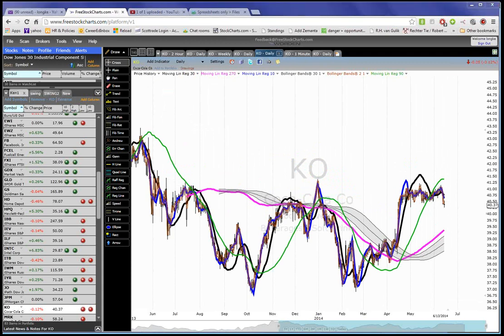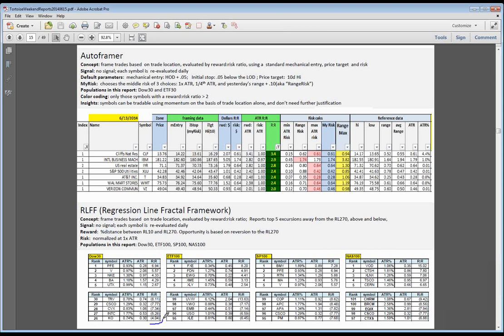This is very nice. Coca-Cola has given us about 20 days of sideways quiet channel and is just starting to collapse. So the opportunity back to the 270 is a move from 40.75 down to 39.50. And if we go back to our chart inside Coca-Cola, that's actually a 4 ATR move.